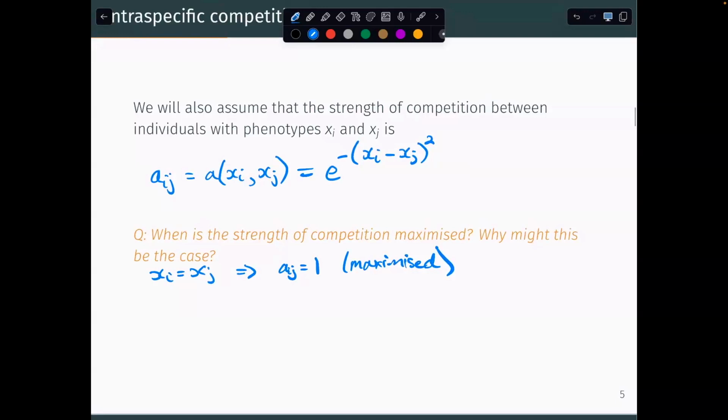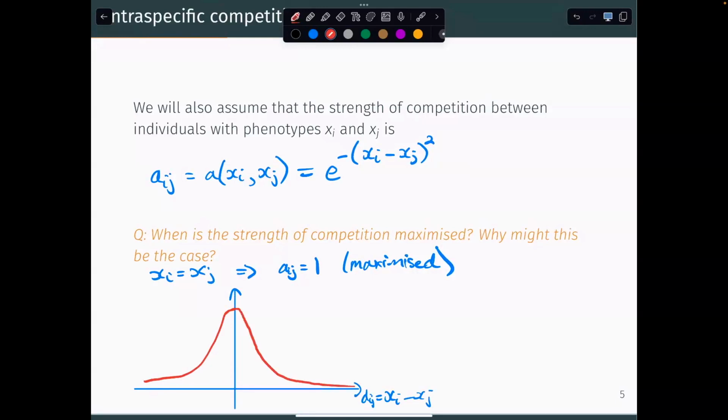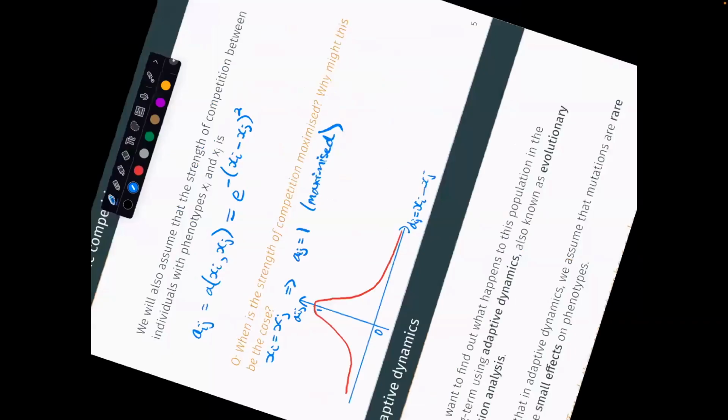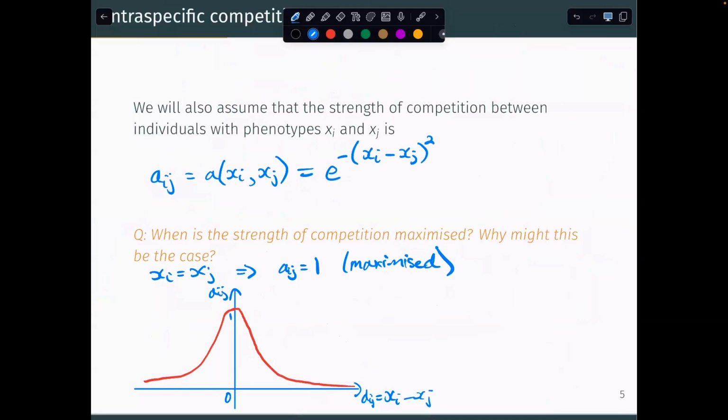So if we sketch out these phenotypes, again, it's going to have a similar form to before. Let's call this Dij, the difference between xi and xj. Then this Aij looks something like this. Not the best sketch, but it will do. It peaks at 1 when the difference between these phenotypes is 0, okay? You can see here, as they get more dissimilar, then competition should tend towards 0.